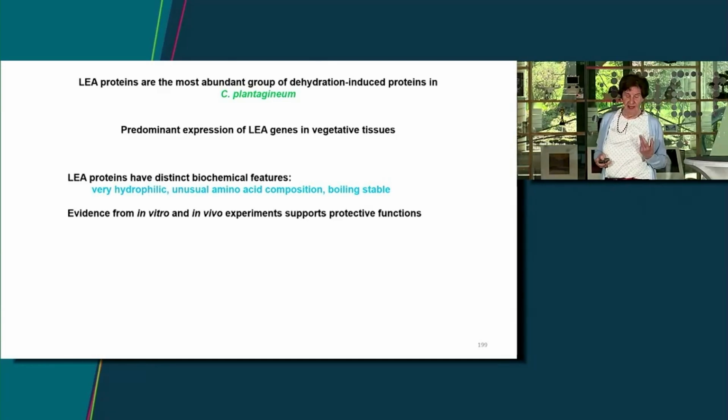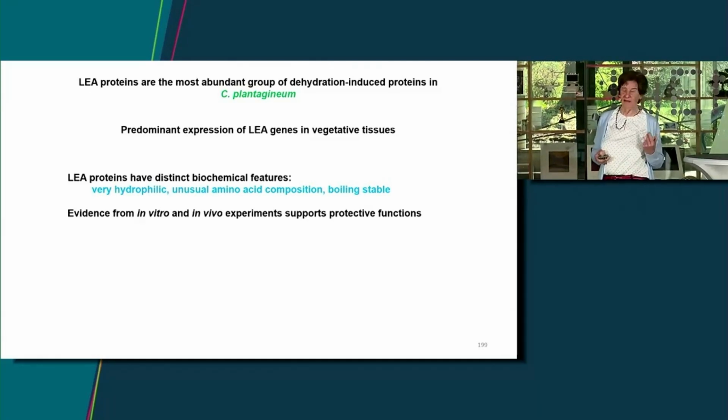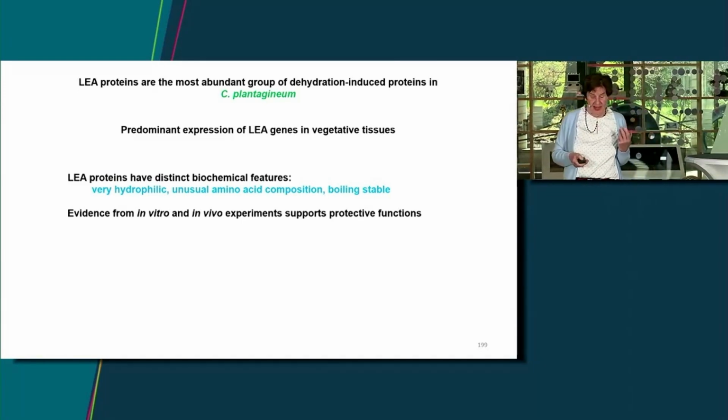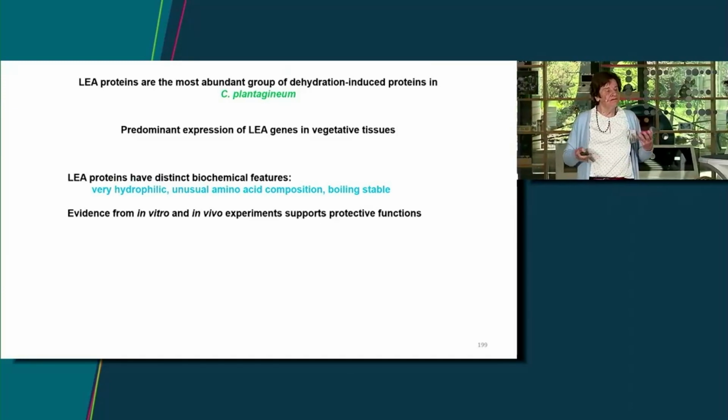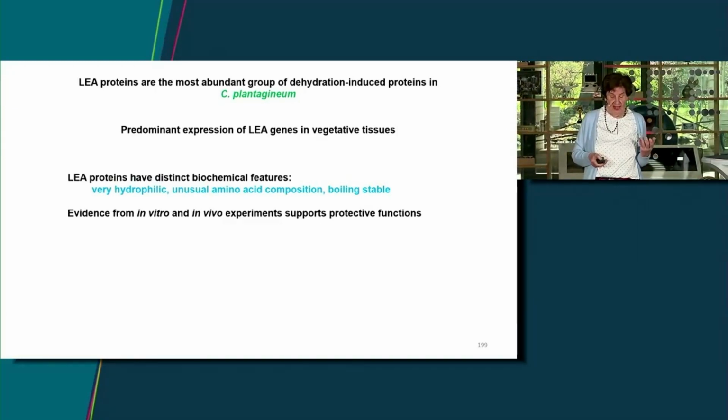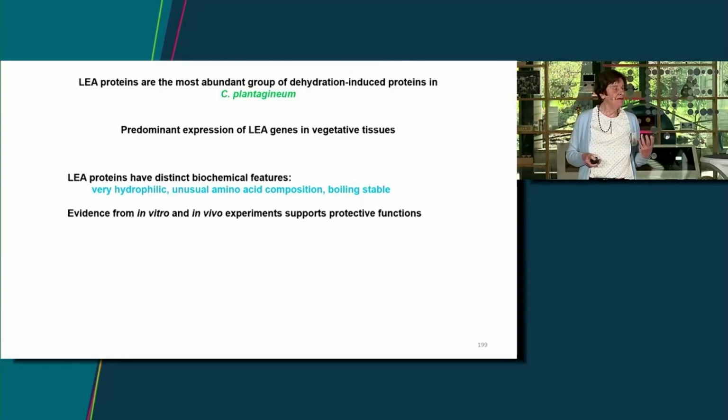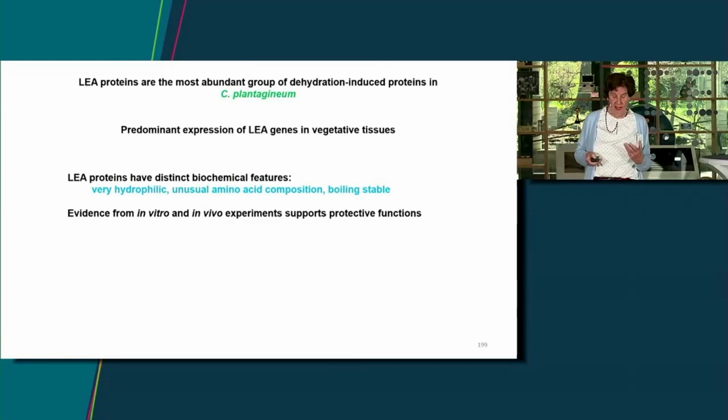But what brings them together in the group of LEA proteins is that they have some very characteristic biochemical properties. Namely, they are very hydrophilic. They have a lot of hydroxylated amino acids in their composition. In an aqueous situation, they have a sort of unstructured configuration. And they're also boiling stable, which has to do with the hydrophilicity. From several labs, there is some evidence that these LEA proteins can make a contribution, that they have a protective function under water stress conditions.